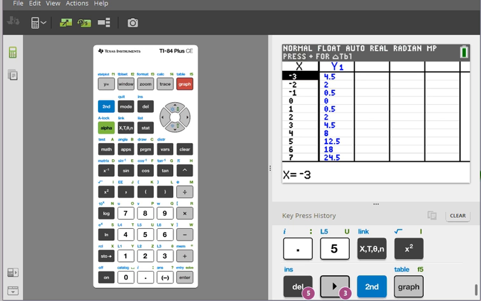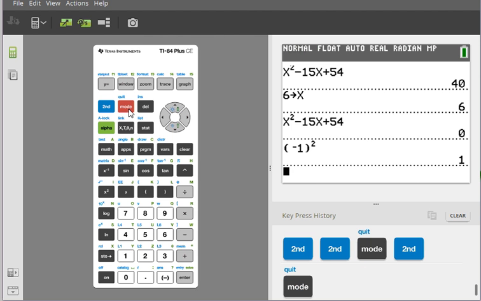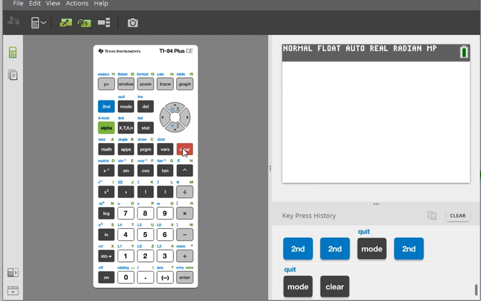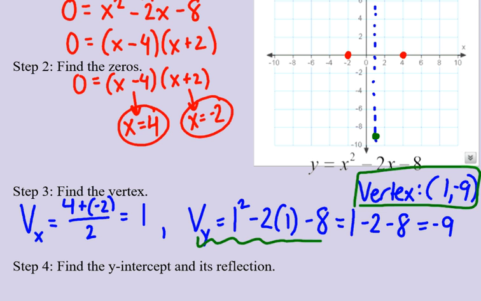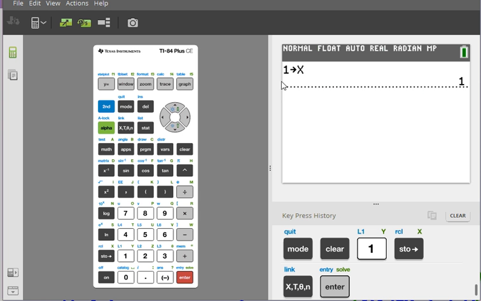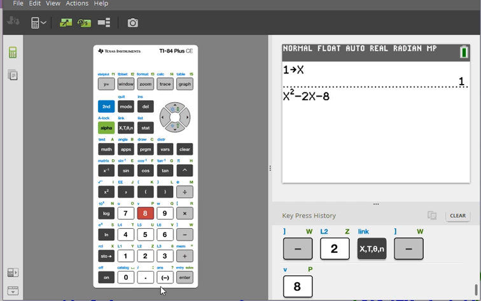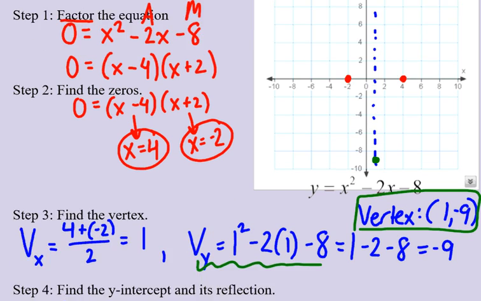So we found that the vertex's x-coordinate was equal to 1. So this is what we're going to do. I'm going to clear my screen. I type 1 and store it for x. Then I just type the equation in. The equation was x squared minus 2x minus 8. So once the calculator knows that 1 is x, or x is 1, x squared minus 2x subtract 8. Don't use the negative if you mean subtract. Use the subtraction symbol. There it is, -9. So you can use the calculator too to run that step.